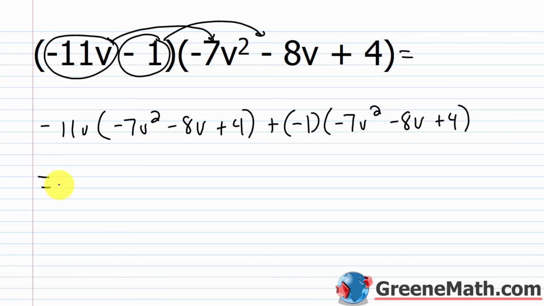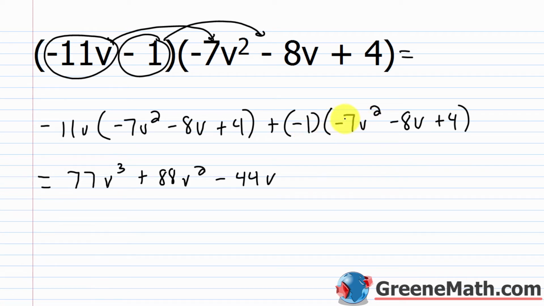So negative 11v times negative 7v squared. Negative 11 times negative 7 is 77. v times v squared is v cubed. Negative 11v times negative 8v. Negative times negative is positive. 11 times 8 is 88. v times v is v squared. Negative 11v times 4 would be negative. And then 11 times 4 is 44. And then v.